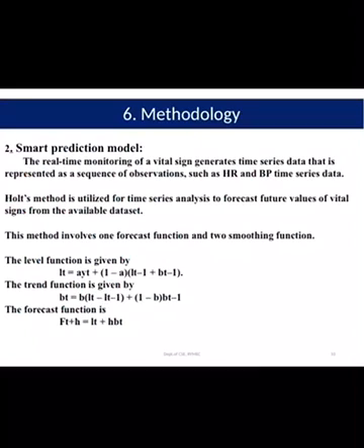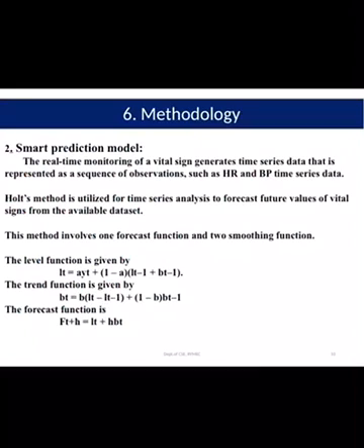Then we developed a privacy preserving prediction model based on Holt's linear trend method, which is an extension of the simple exponential smoothing technique. The method is utilized for time series analysis to forecast future values of vital signs from the available data set. This method involves one forecast function and two smoothing functions. So we require two smoothing functions, one for the level and one for the trend.